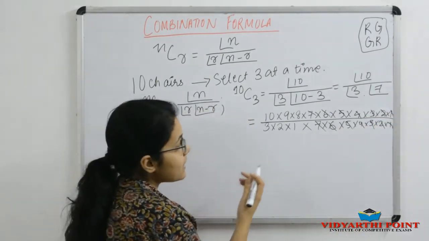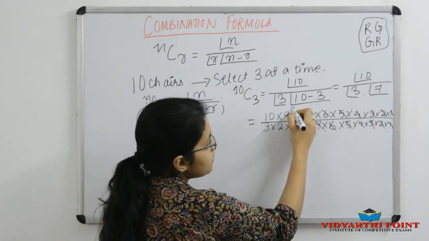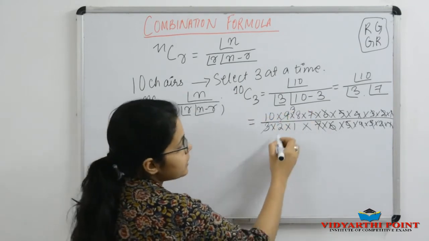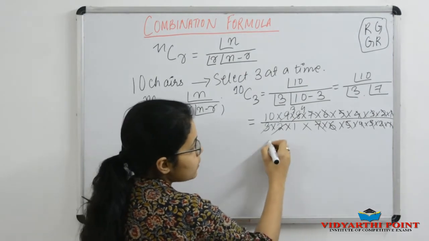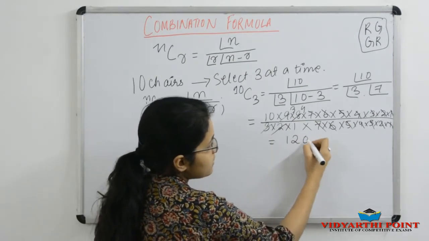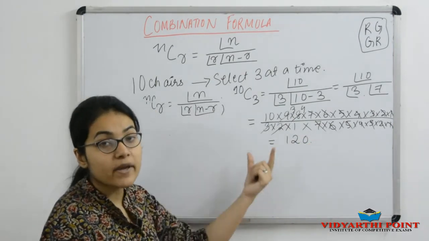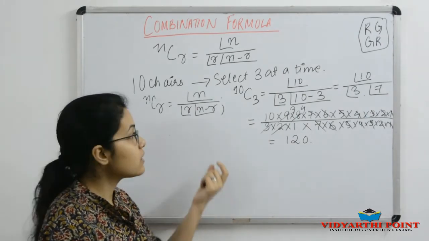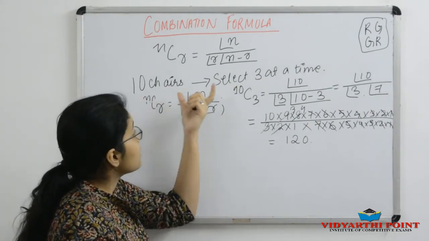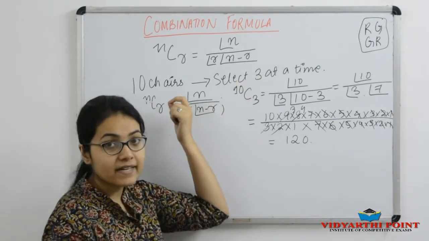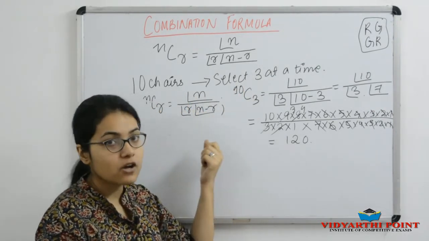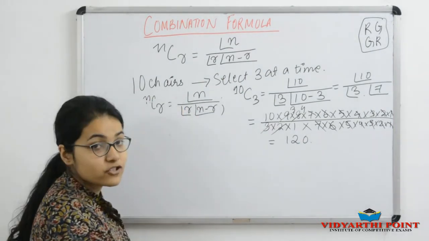They got cancelled. Now 3 will cancel 9 by 3. 2 will cancel 8 by 4. 3 4s are 12. 12 into 10, 120. So there are 120 ways of selection of 3 out of 10 chairs, that is taking 3 at a time.